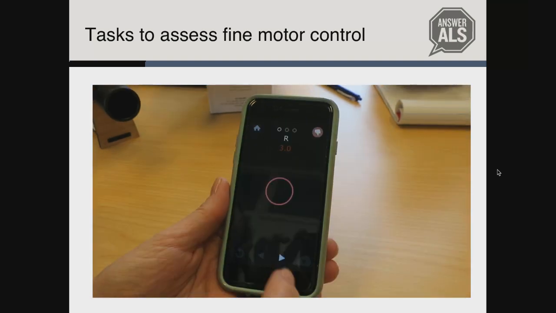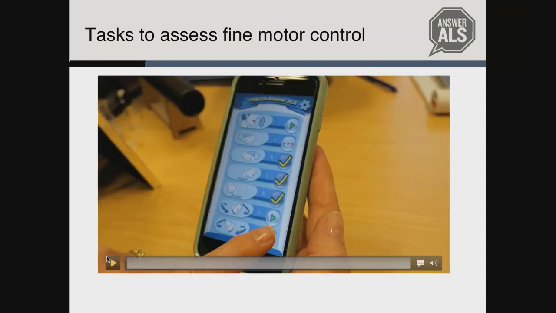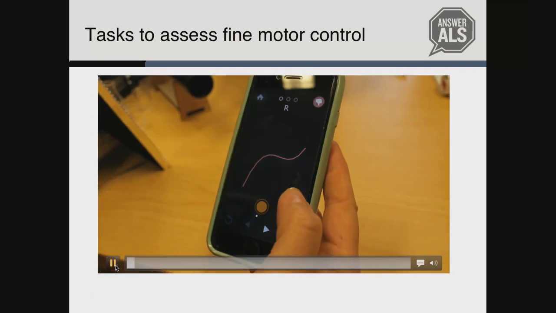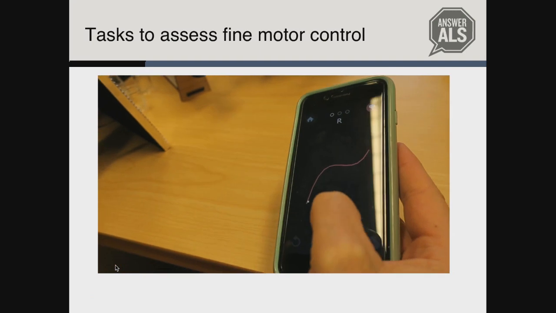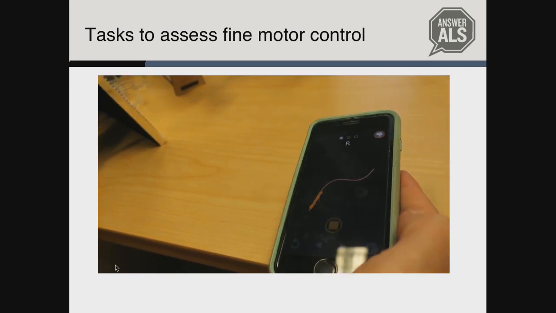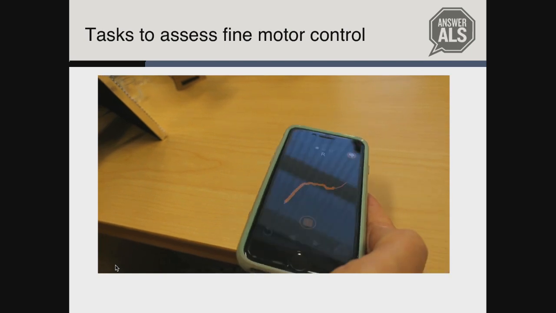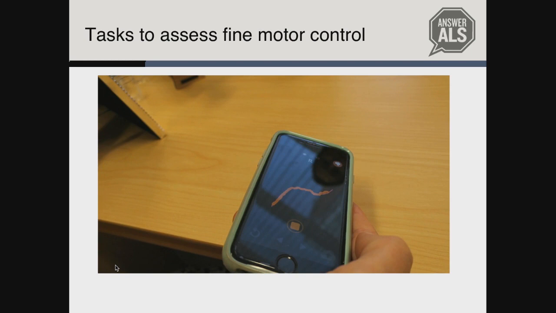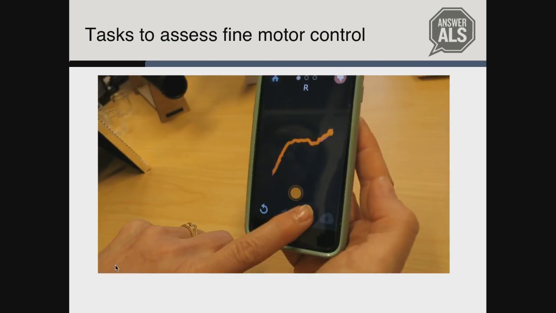Next slide. So the last one is manipulating the phone, and this is using the gyroscope in the phone to really trace along a pre-existing line, but do that by manipulating the phone to keep a dot along that line, move a dot along that line.